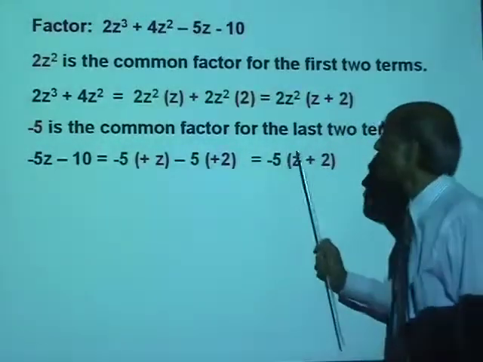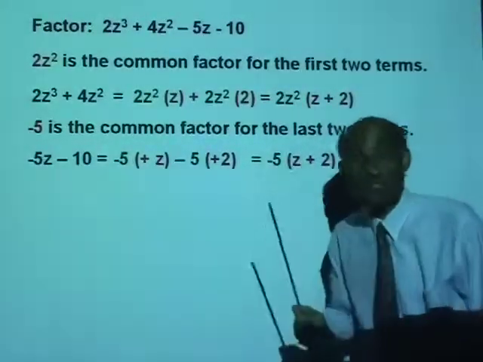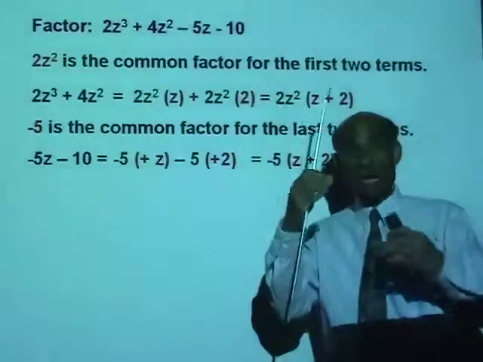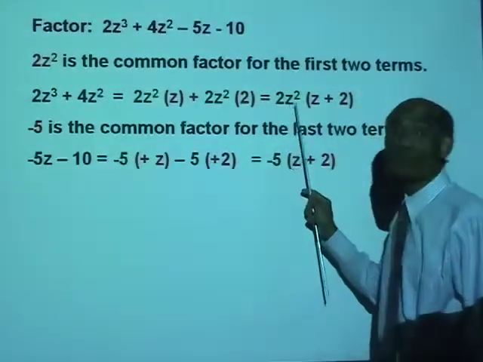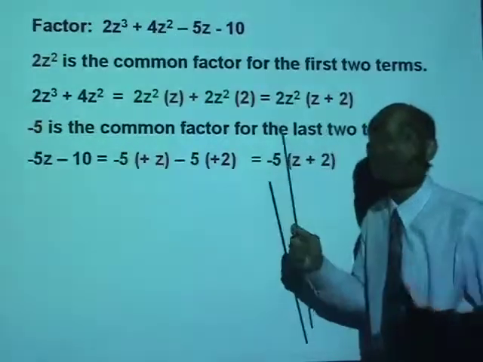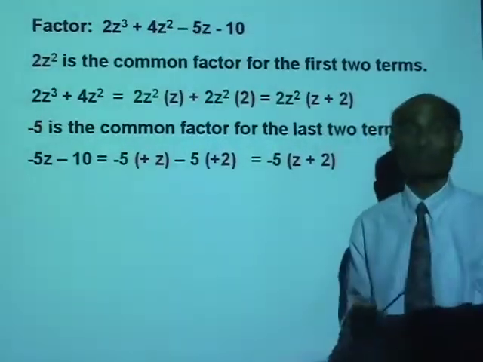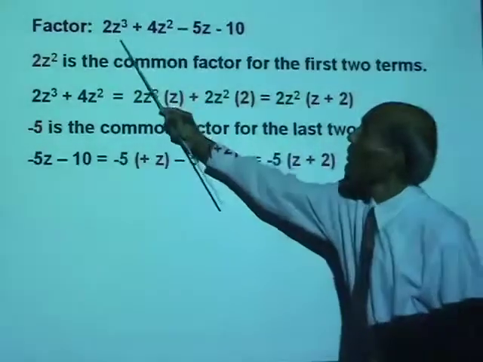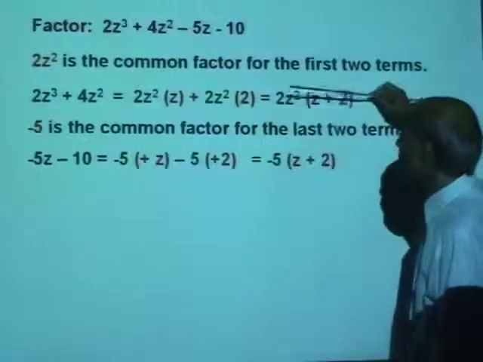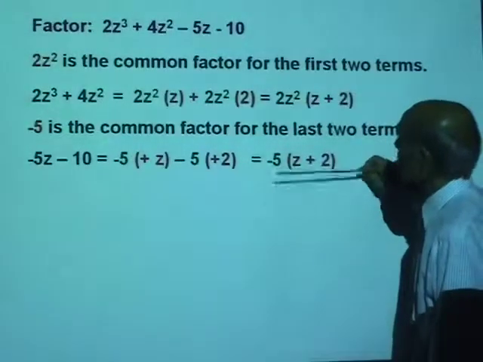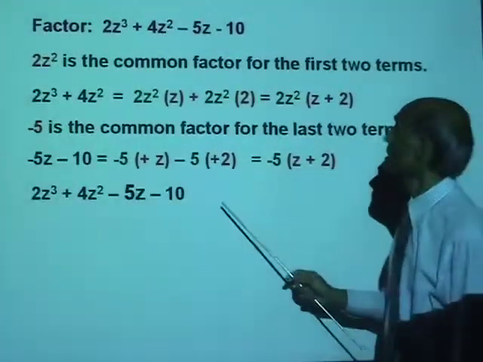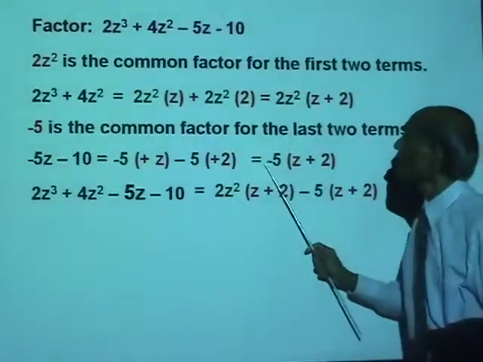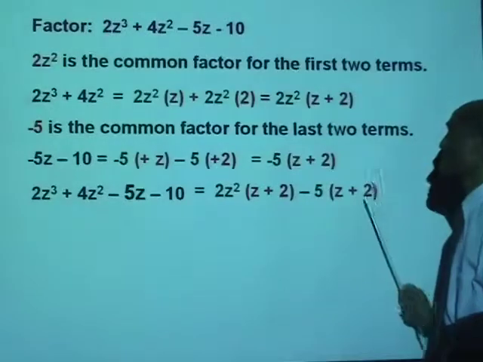You see how we produced a z plus 2 in the second group as well. So keep that in mind. Once you work with the first group, you get a clue for the second group. Okay, now let's put it together. So the whole algebraic expression will be now this plus this. And that will be 2z squared times z plus 2 minus 5 times z plus 2.